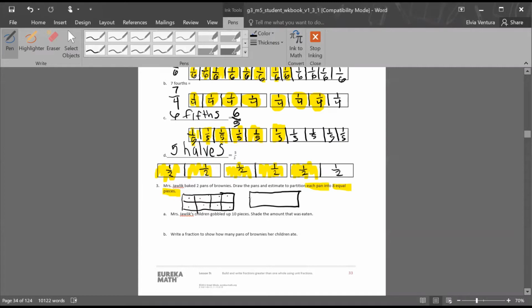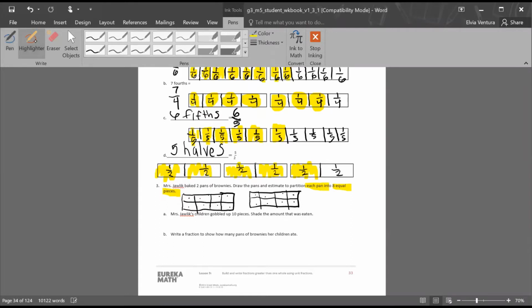And then I'm going to do that again. And I'm going to do 1, 2, 3. And I'm going to count 1, 2, 3, 4, 5, 6, 7, 8. So I have 8 in each one. Perfect. Now it says Mrs. Jollick's children gobbled up 10 pieces. Shade the amount that was eaten.